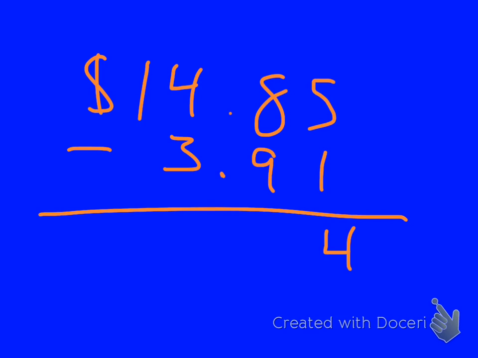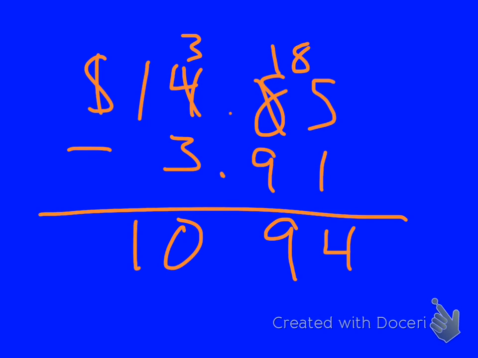5 minus 1 is 4. Can't do 8 minus 9, so I have to borrow. 8 becomes 18. 4 becomes 3. Now I can do 18 minus 9 is 9. 3 minus 3 is 0. And 1 minus nothing is 1. Again, bring my decimal straight down. So I'm left with $10.94.